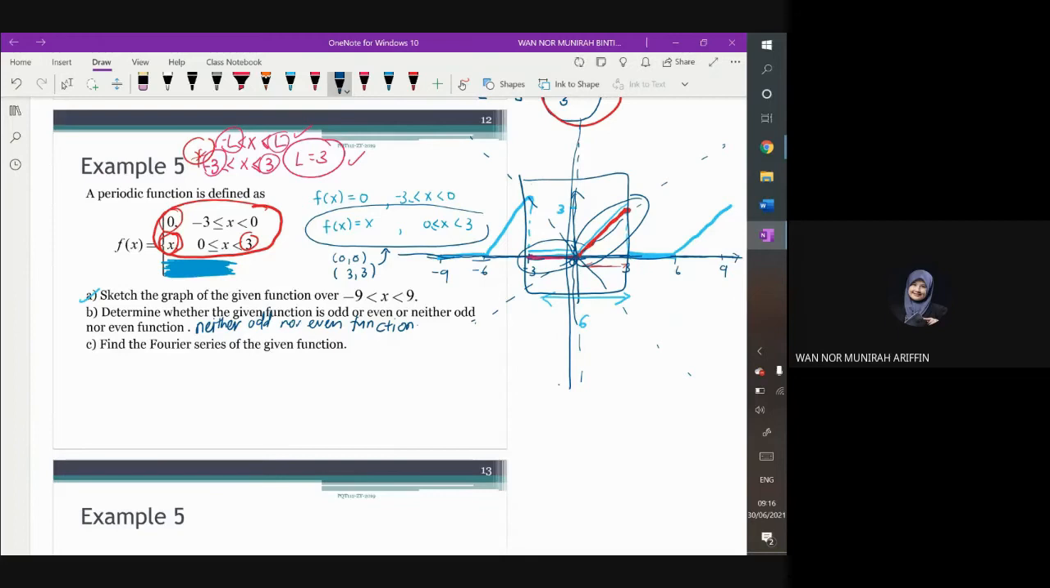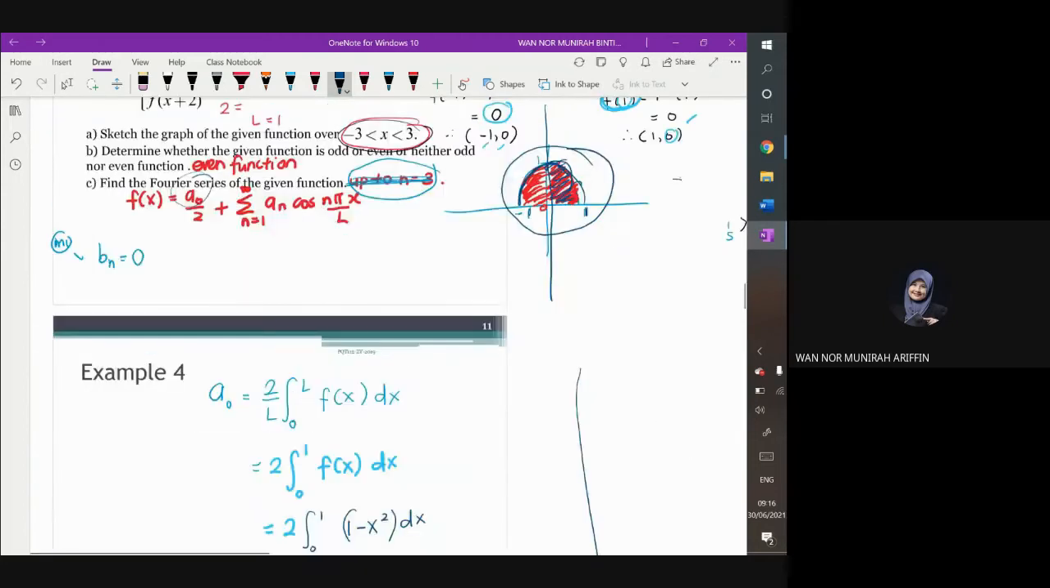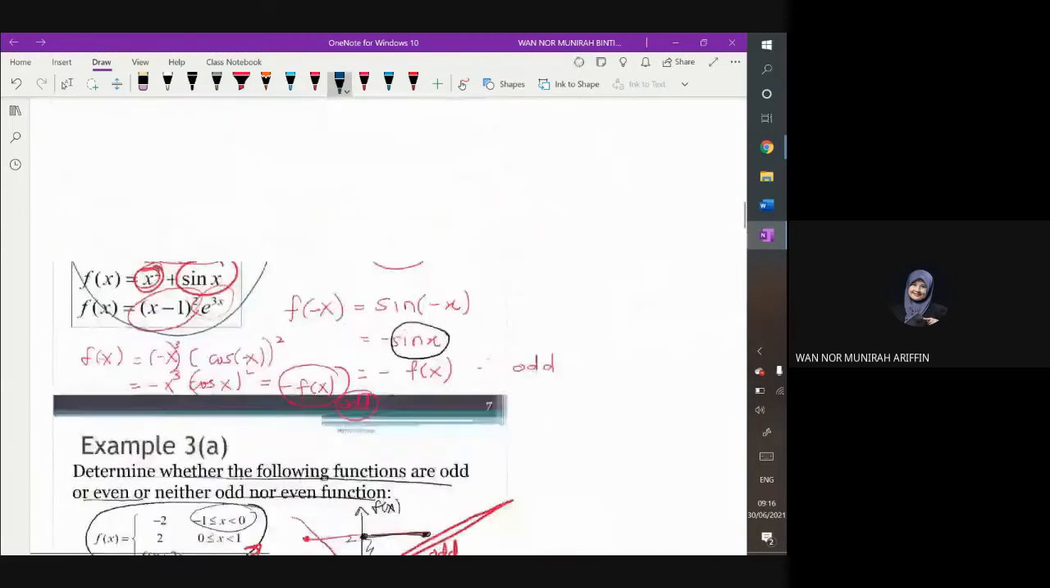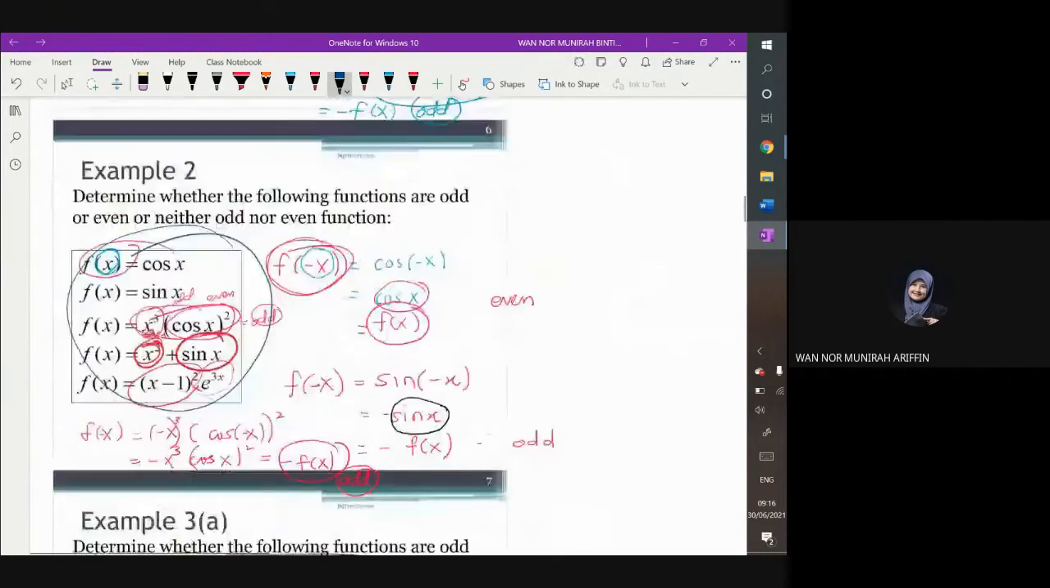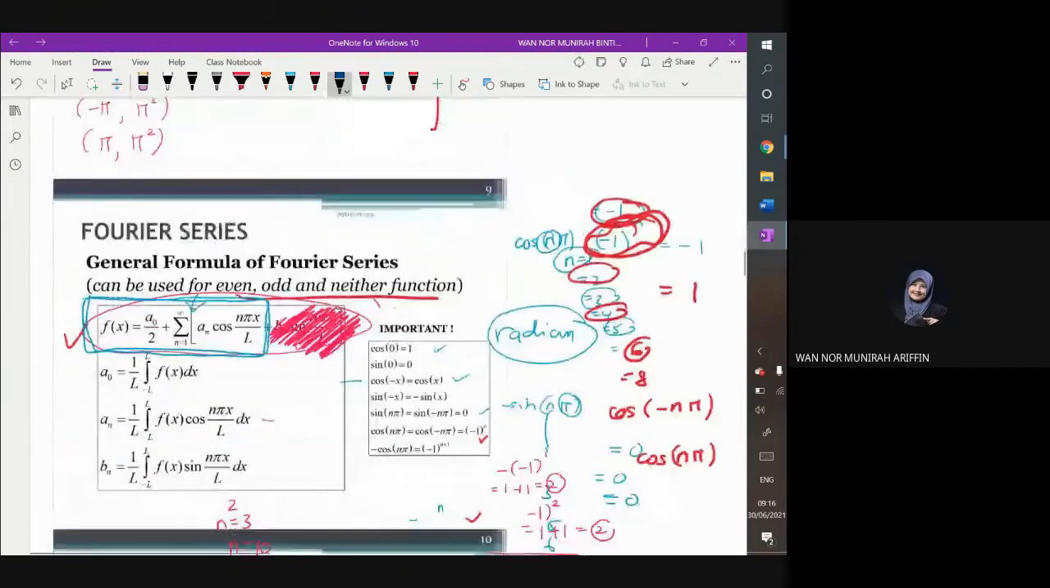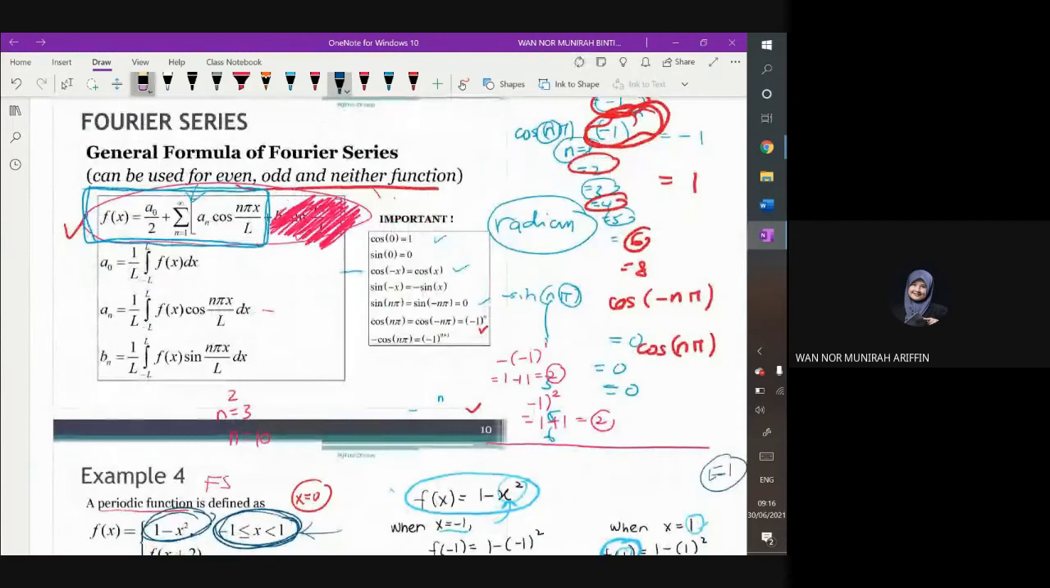So next we continue. Find the Fourier series of the given function. Since this is neither an odd nor an even function, we need to apply the first one, the general formula. Where is the general formula? The general formula is here.